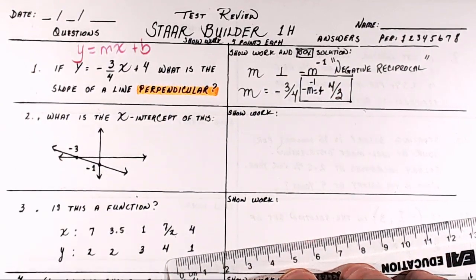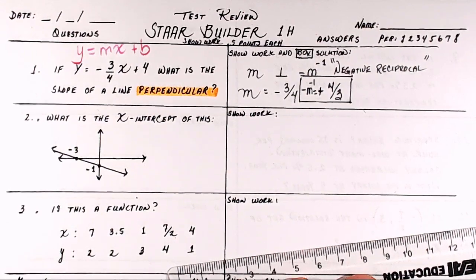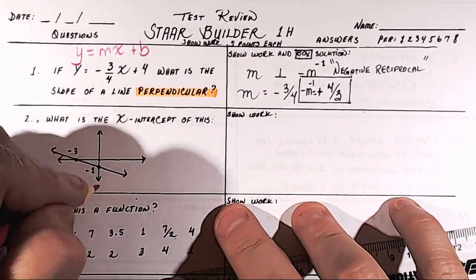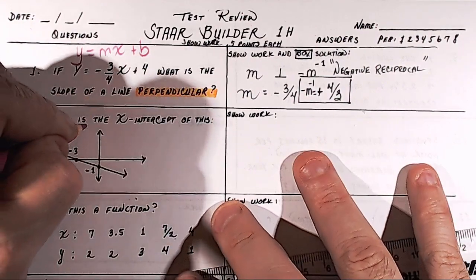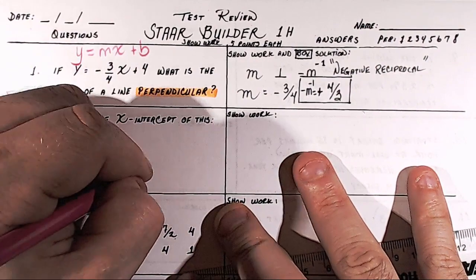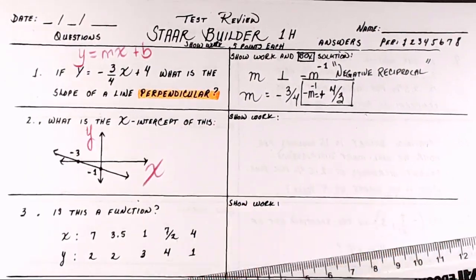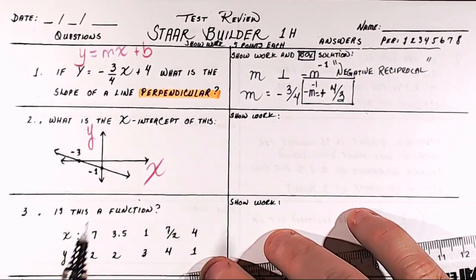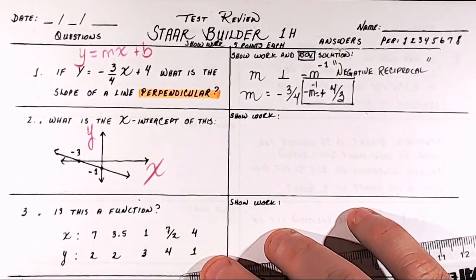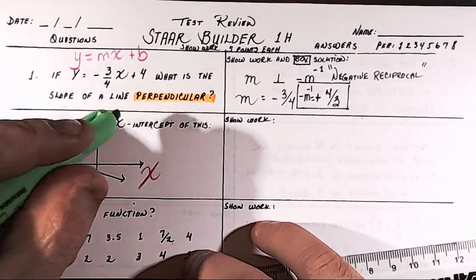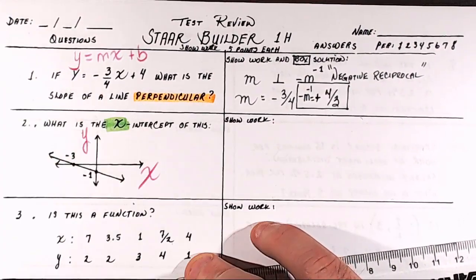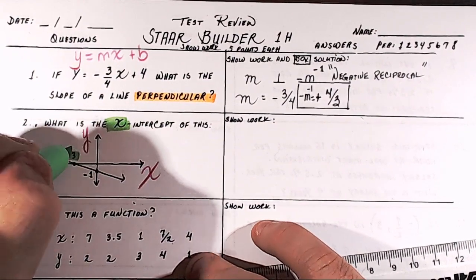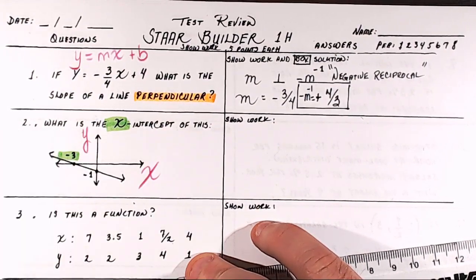Now, number 2, what is the y-intercept of this graph? Well, whoever created this test review did not label the axes, so we better label them. The vertical axis is y, and the horizontal axis is x. And that turns out to be important because we want to know what the x-intercept is. So the relevant part here is x. I want to know the x-intercept, and that's right there, negative 3.